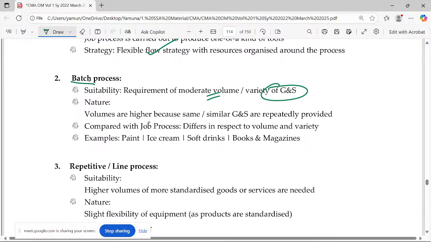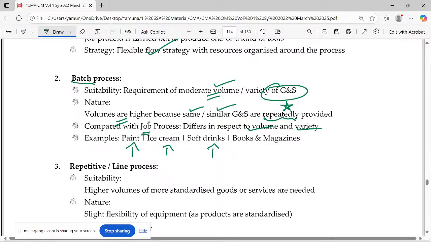First one, high variety of goods and service, and low volume. Here, variety of goods and service will be there, and moderate volume. Volumes are higher because same or similar goods and services are repeatedly provided. Please highlight, it's repeated. Compared to the job process, it differs in respect of volume and variety. Yes, we have discussed, like paint, ice cream, soft drinks. Yes, we have varieties, many varieties.